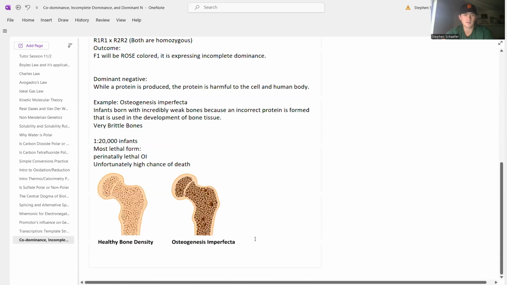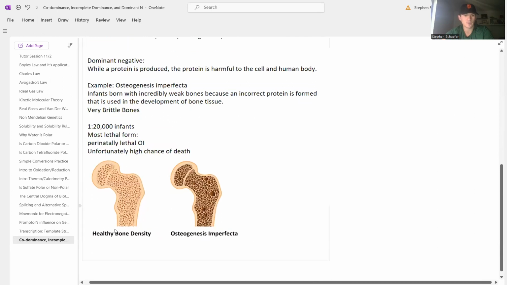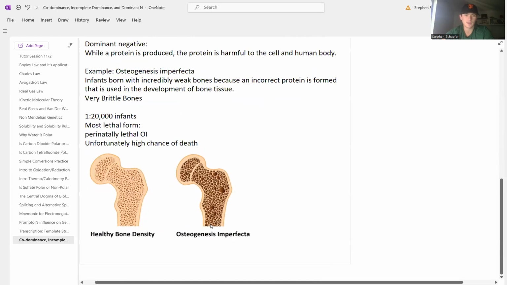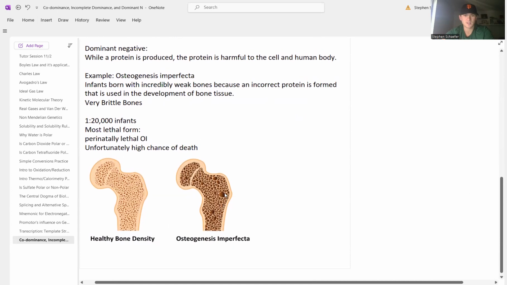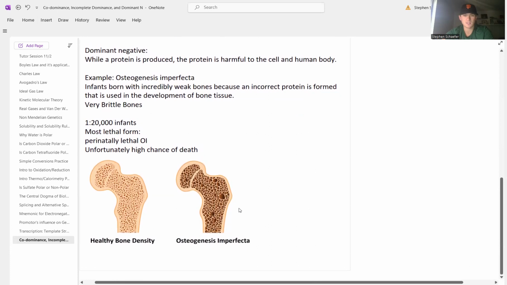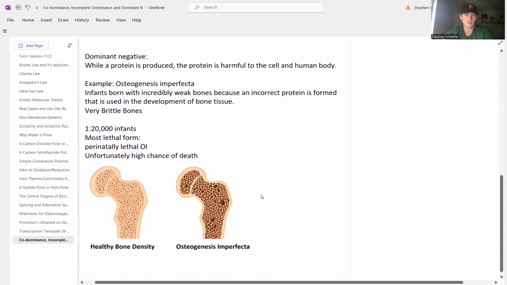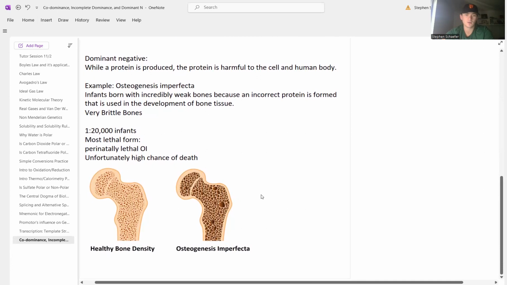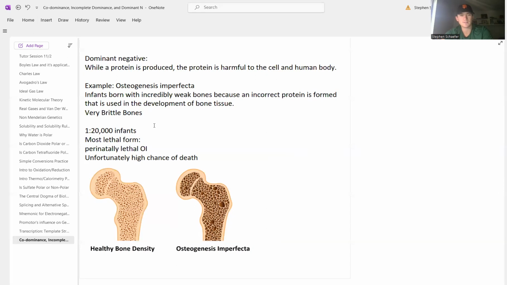Here is a quick comparison. We have our normal healthy bone right here, and then we have our osteogenesis imperfecta. We have a lot of imperfections here, and our spongy bone area is not correctly made, which is going to make these very brittle bones. It's going to occur in roughly 1 for every 20,000 infants. Some numbers say closer to 1 for every 15,000.